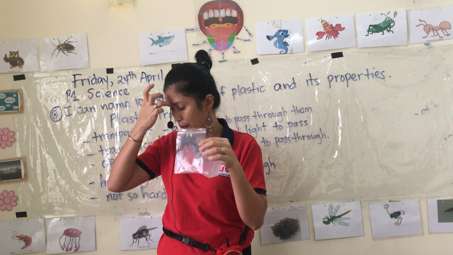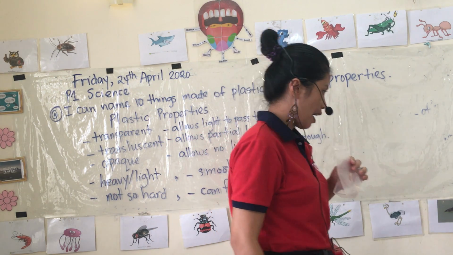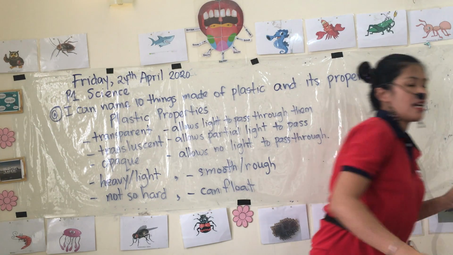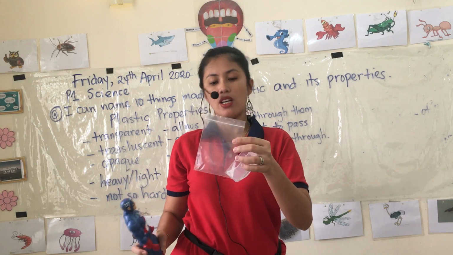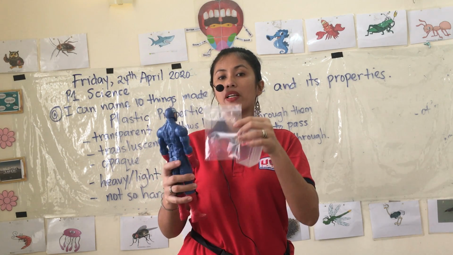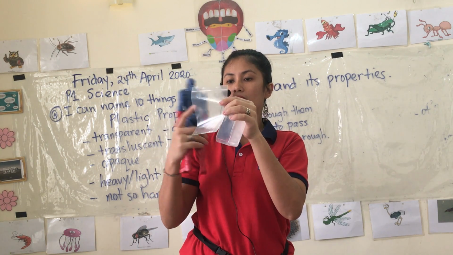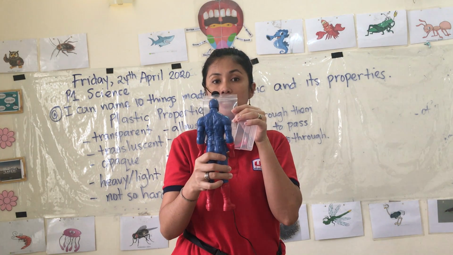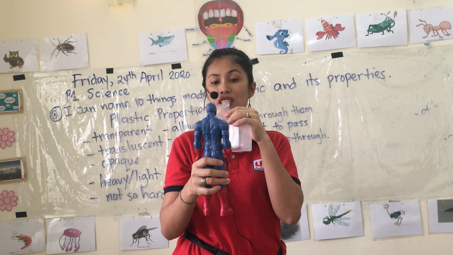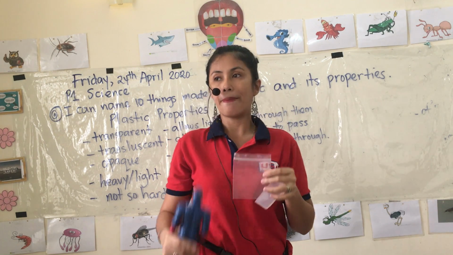Let's say, for example, I have here a toy. This is, who's this again? Captain America. So if I put Captain America behind this plastic, I can still see Captain America because the light can still pass through this plastic.